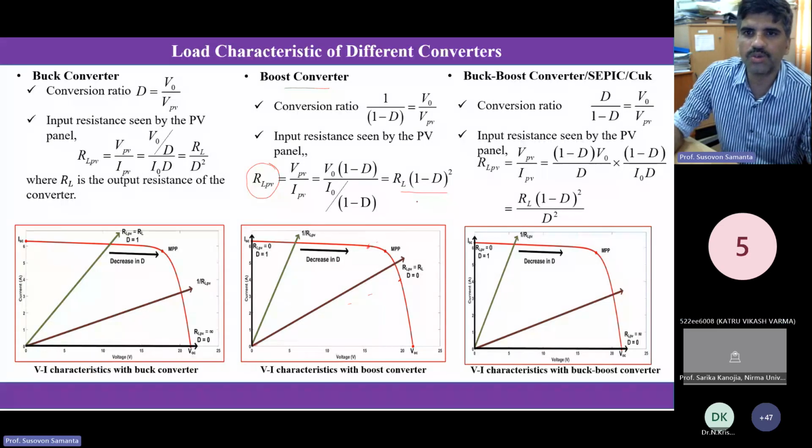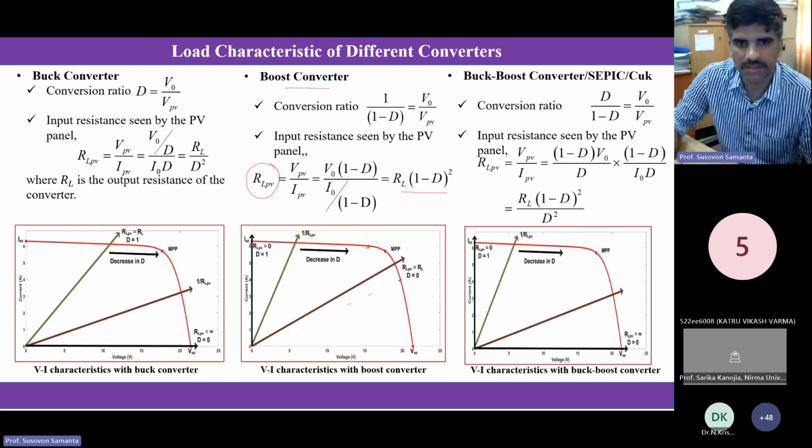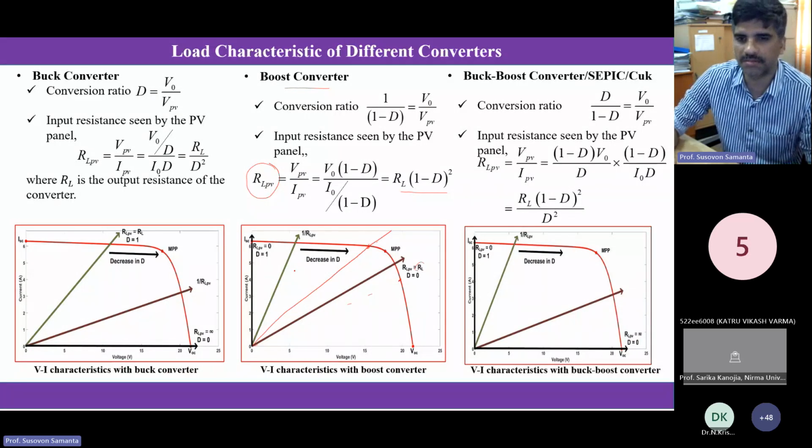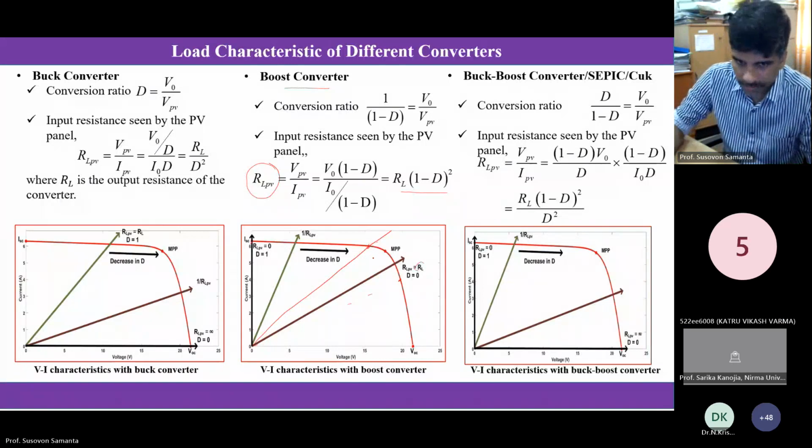And D equal to 1, we will have a 0 resistance. That means it is the short circuit current. So it will actually cover the upper portion of the IV characteristics. So for boost converter also, if you choose the RL such that it is crossing at this point, this is the maximum RL that you have chosen, then you will never get a maximum power if you use a boost converter.